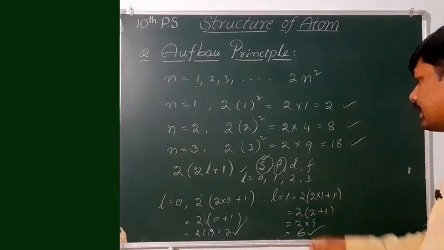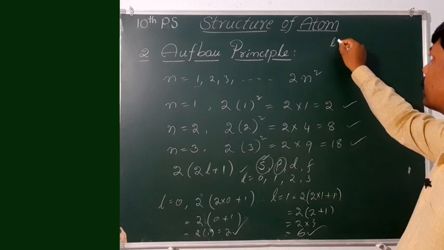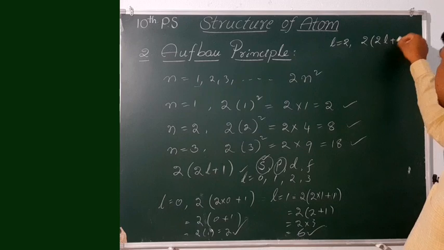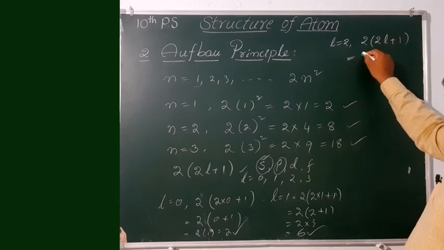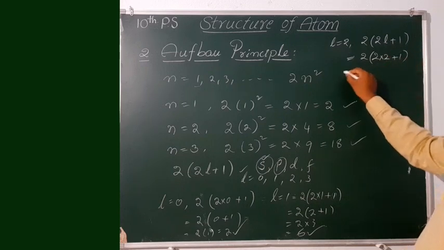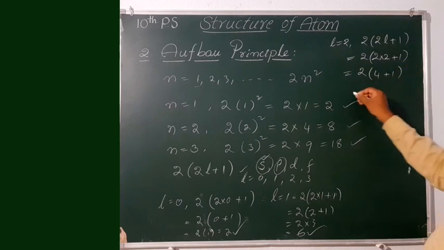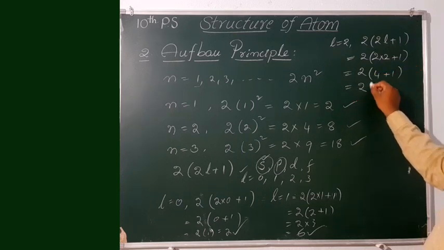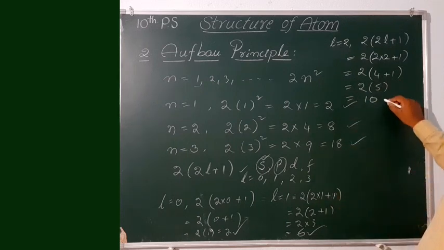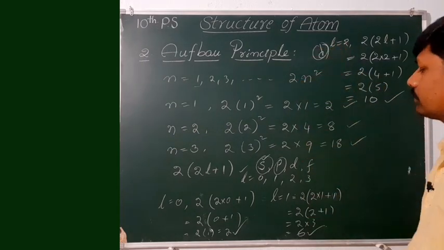How many electrons are present in the d orbital? So let us write here. The d orbital means L value is equal to 2. So 2 into (2L plus 1) is equal to 2 into (2 into 2, 4 plus 1), 4 plus 1 is 5. 2 into 5 is equal to 10. So there are 10 electrons present in the d orbital.